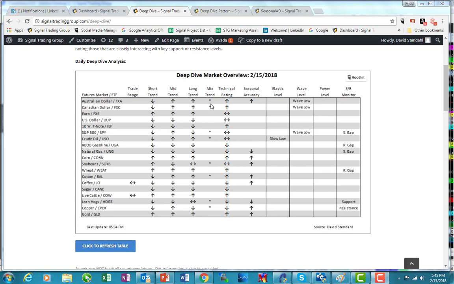The technical rating is positive. The accuracy is there. It's strong, but you'll see that for the most part, it's really not going to kick in until the end of the month. But we did have a wave low that triggered.